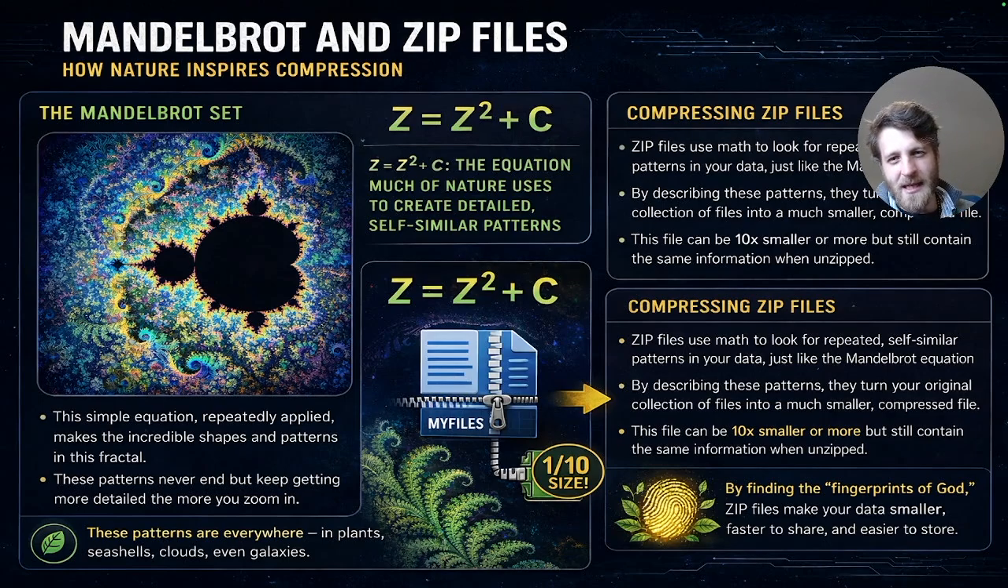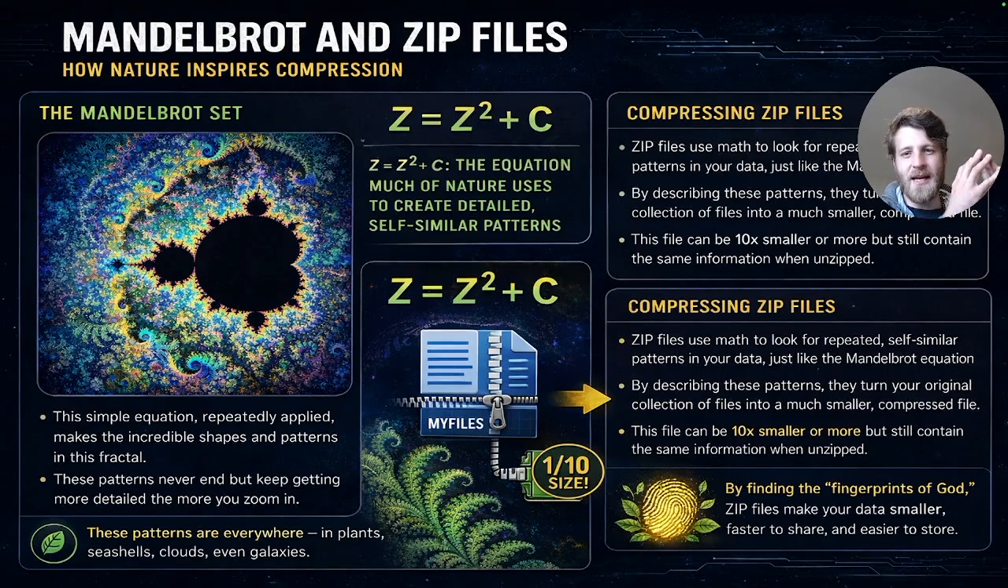So when you take that huge PDF you need to send to your boss and you zip it up and send it over email, because the email says we can't send the full file on its own, it's too large. Well, when you zip that file up, it actually uses the Mandelbrot equation or something similar to compress the file. So the file can be 10 times smaller, but it actually contains the same information as when it was unzipped, and then you can unzip it and have all the information exactly the same.